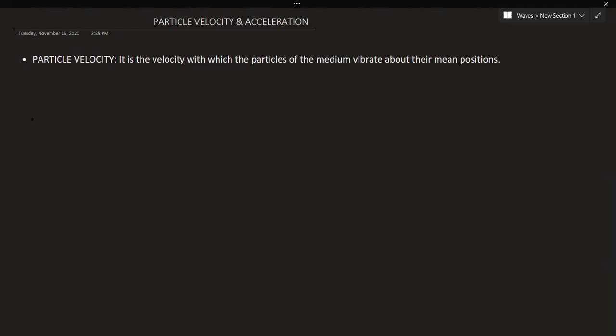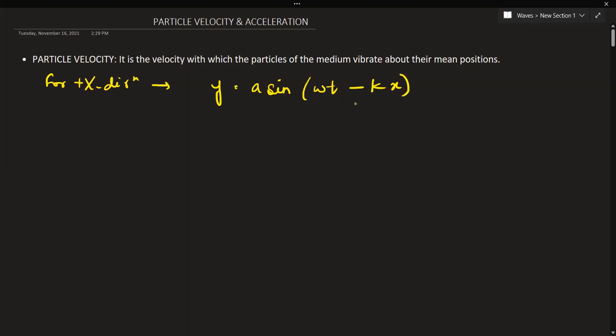Let's just take an equation of a plane progressive wave traveling in the positive x direction. If it's traveling in the positive x direction, will it be minus kx or plus kx? Minus, because it gets reversed. For the positive x direction, the main equation will be y equals a sine of omega t minus kx. It won't be plus. If you are provided with this equation and have to identify the direction, you can simply look at this negative sign and say that this wave is traveling in the positive x direction.